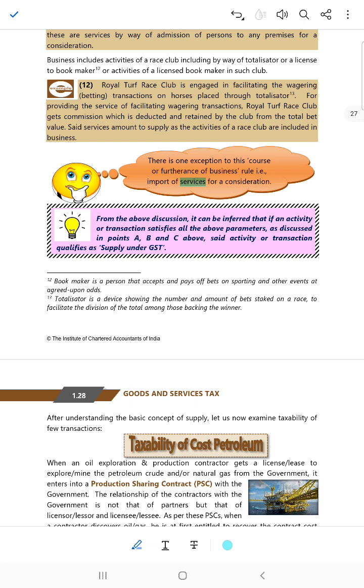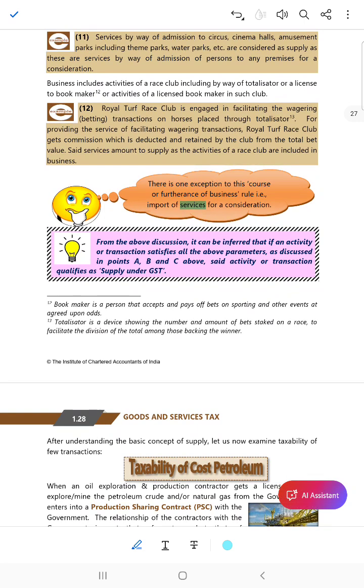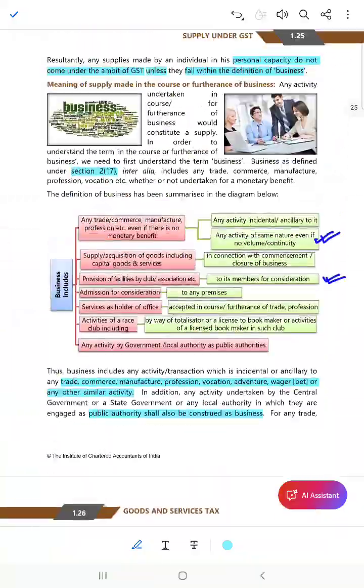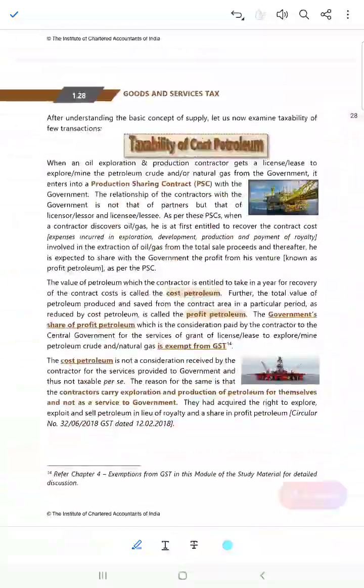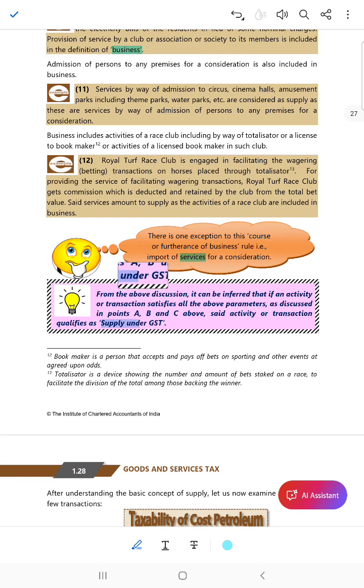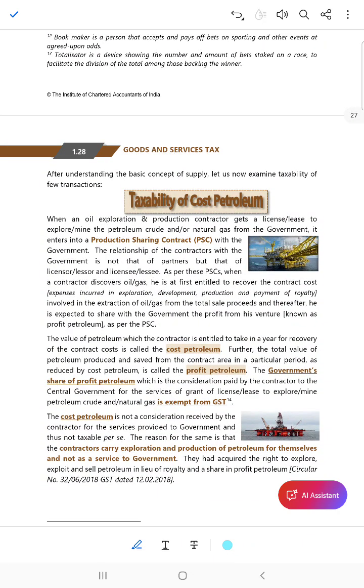Now, from the above discussion, it can be inferred that if an activity or transaction satisfies all the above parameters, different parameters have been given, as discussed in points A, B, and C. What are A, B, and C? C was course or furtherance of business, B was consideration, A was supply. Then it is a supply under GST. Okay. Now, after understanding the basic concept of supply, let us now examine the taxability of a few transactions.